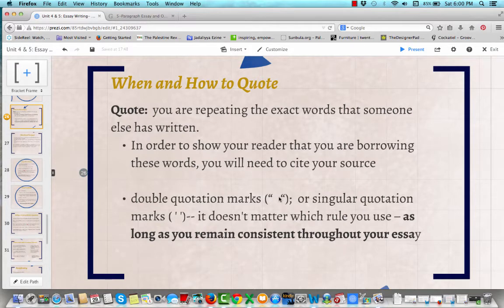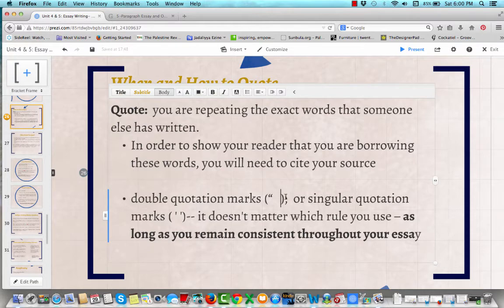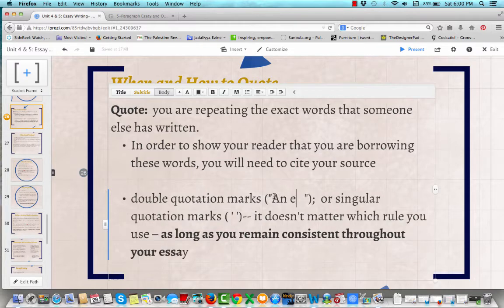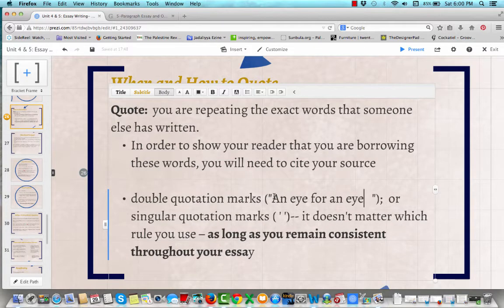Take a look over here. There's something called a double quotation mark. Excuse me, guys. It's over here. There we go. There's a double quotation mark and there's a single quotation mark. So what you do is, for example, an eye for an eye. You include the quotation mark at the very beginning and then you include the quotation mark at the very end.